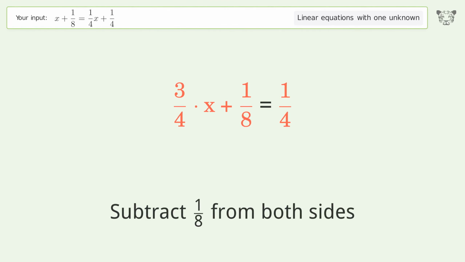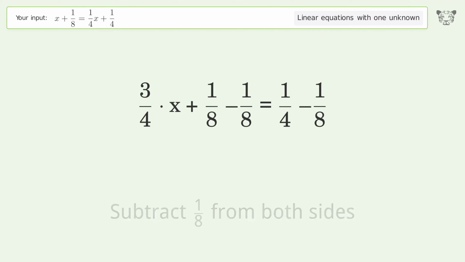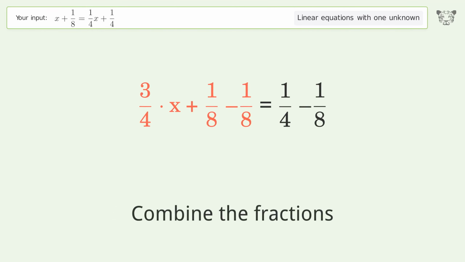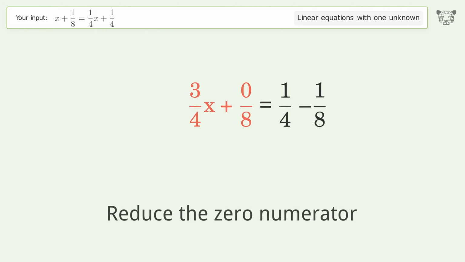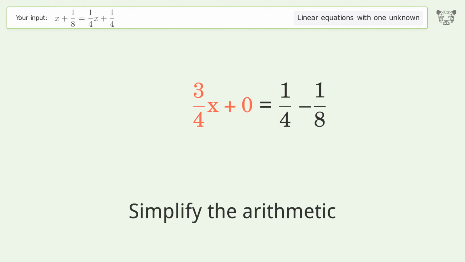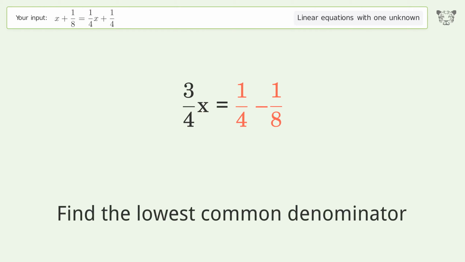Subtract 1 over 8 from both sides. Combine the fractions. Combine the numerators. Reduce the zero numerator. Simplify the arithmetic. Find the lowest common denominator.